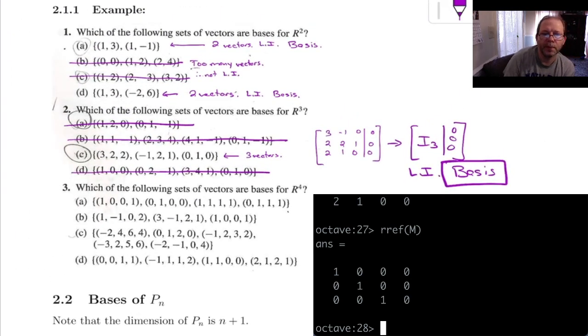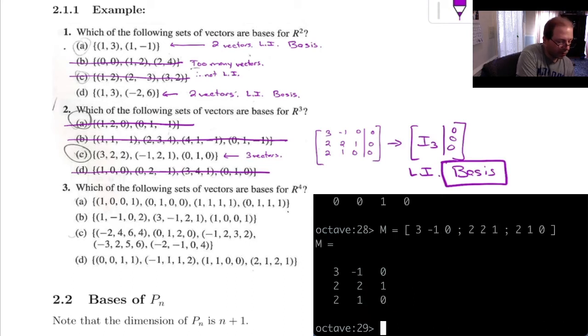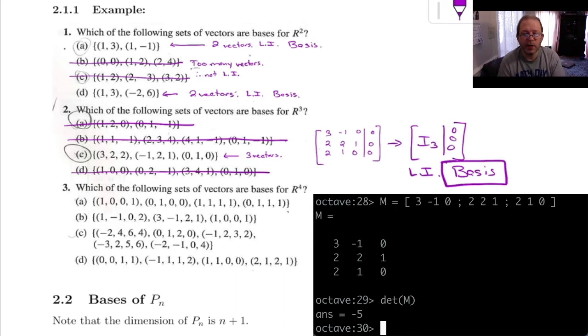Now the other thing you could do, since that's a square matrix, I could have taken the determinant. I'm going to come back in here and put in just the coefficient matrix. And when I get a non-zero determinant, that tells me that it's linearly independent. Why does it tell me that? Well, remember, a non-zero determinant tells you that it's going to row reduce to the identity. So row reducing to the identity tells you that it's linearly independent because you've only got the trivial solution. All right.